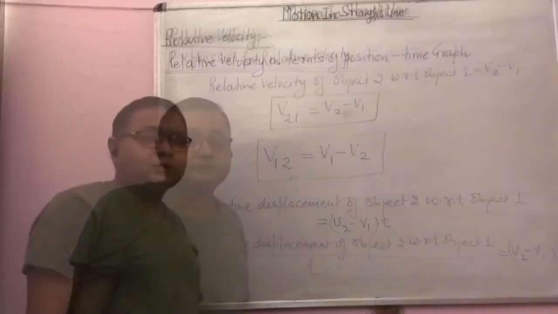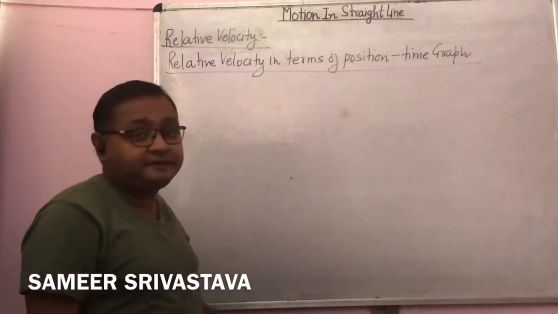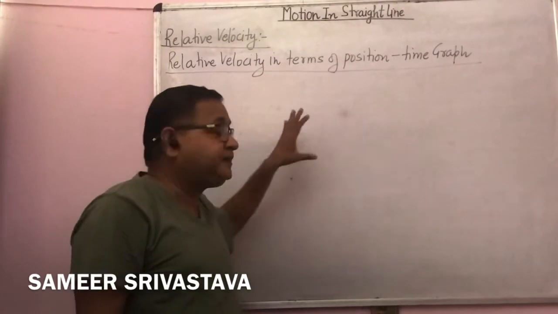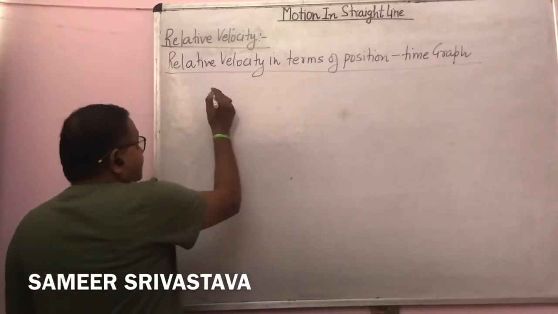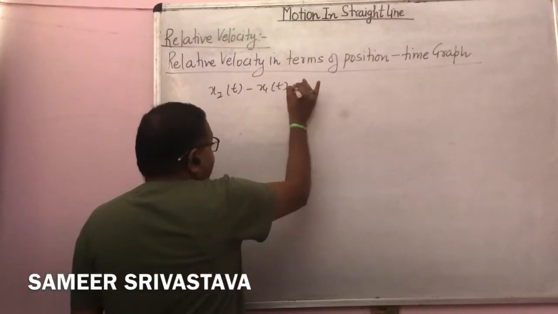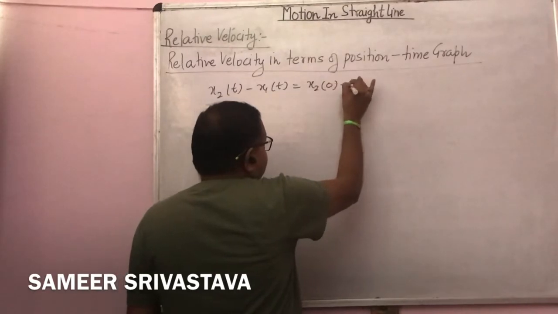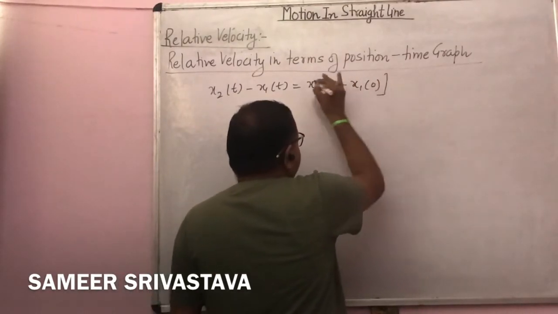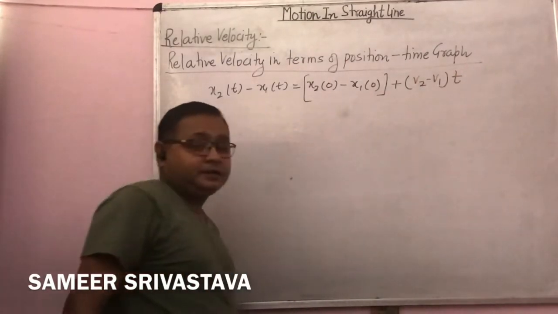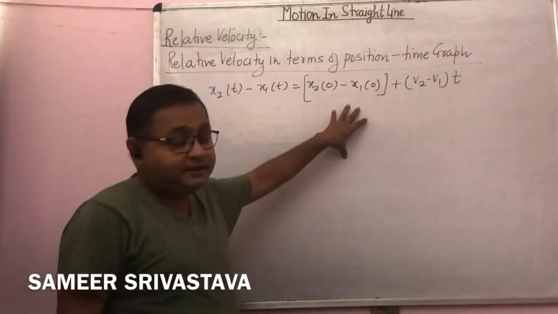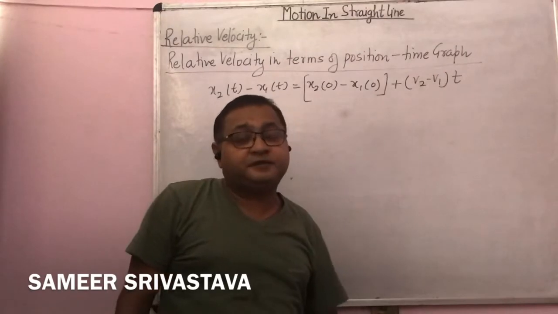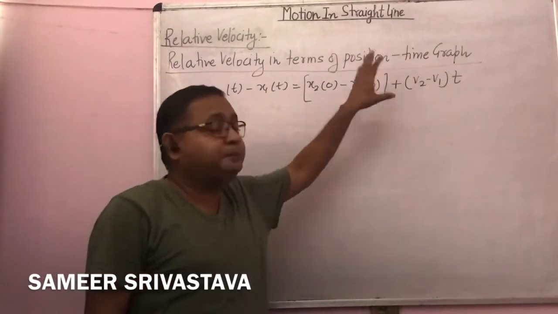Okay, now students, I am going to discuss the relative velocity in terms of position time graph, a very important topic. As we all know, the value of x2(t) minus x1(t) is equal to x20 minus x10 plus (v2 minus v1) into t. Right? This is the equation as I told you earlier. Now, if we want to make a position time graph, what is a position time graph? The graph between displacement and time, that is called a position time graph.